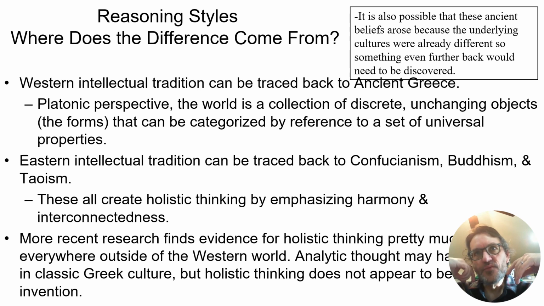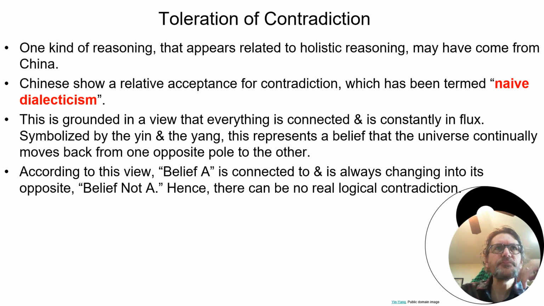Eastern intellectual reasoning goes back to Confucian, Buddhist, Taoist traditions, depending on where you're at, and they have much, much more holistic thinking. Right from the beginning, they describe individuals as an integral part of a community rather than as individual people. So there are many historical backgrounds to where these reasoning styles come from. At the same time, these earlier philosophical traditions lead to differences in acceptance of contradiction.